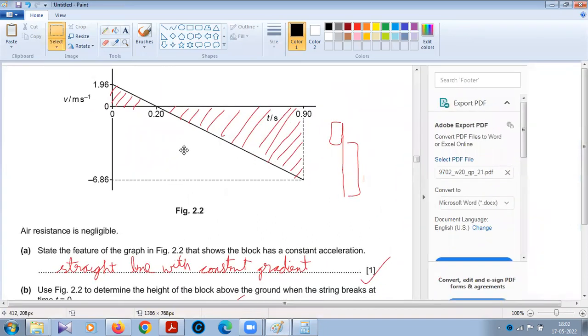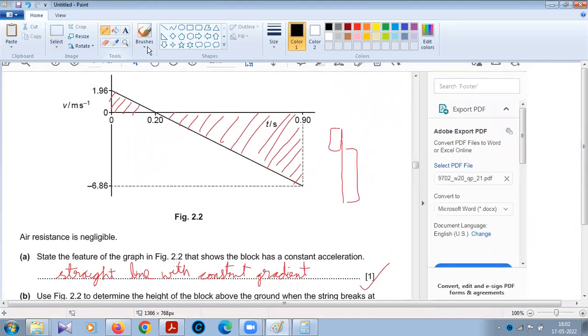See here. Okay. So see what is happening. Let me remove this. Okay, I'm drawing the figure. Suppose the ground is somewhere here. This is the ball. So here the string breaks.